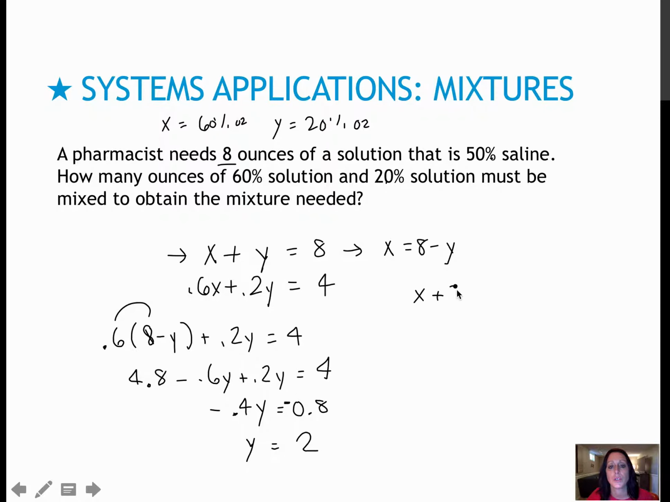So x plus 2 equals 8, so x must be 6. And then I would write my sentence that said I would use 6 ounces of 60% solution and 2 ounces of 20% solution to create 8 ounces of 50% solution.